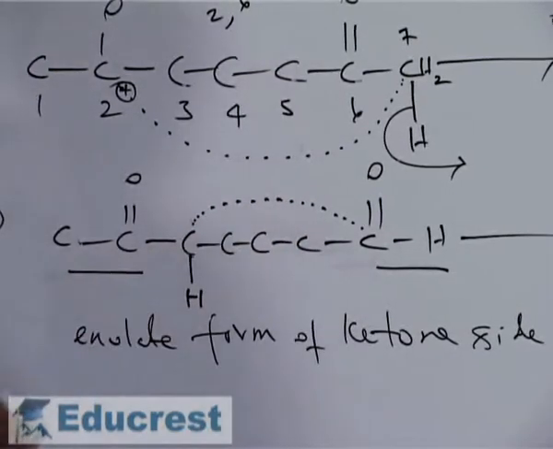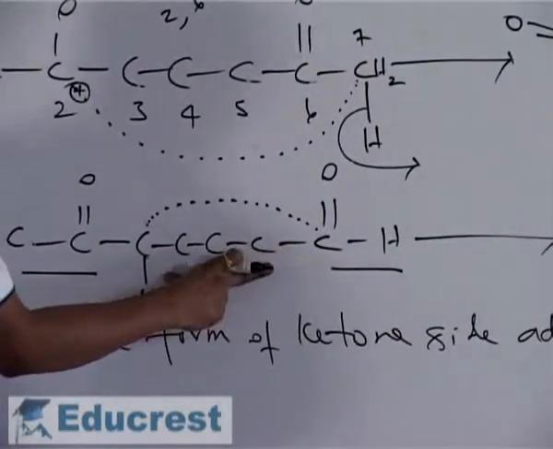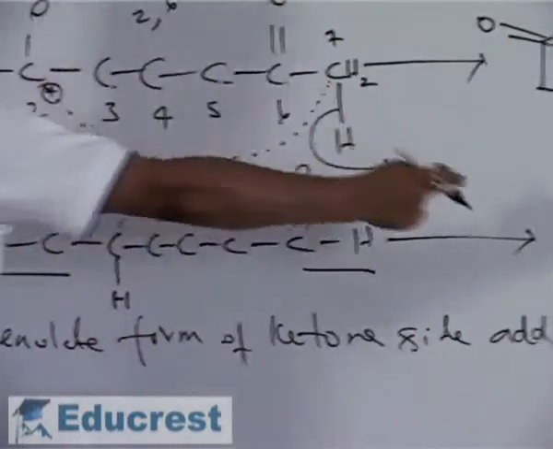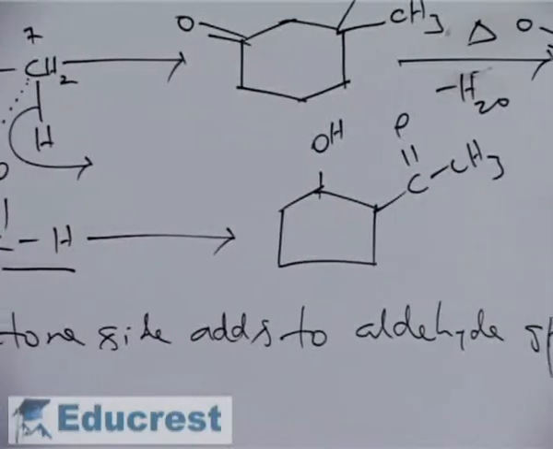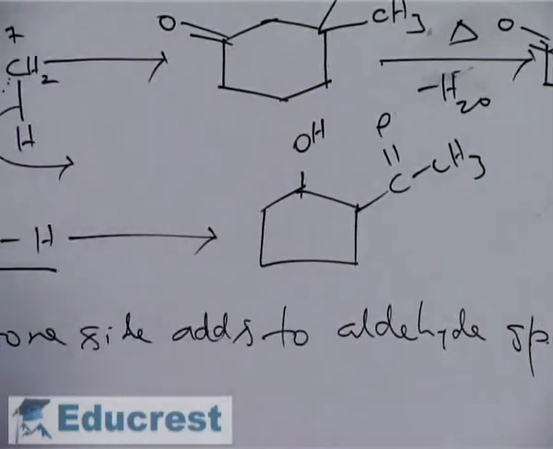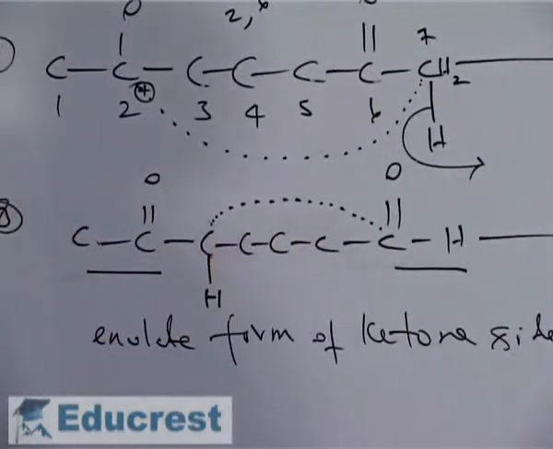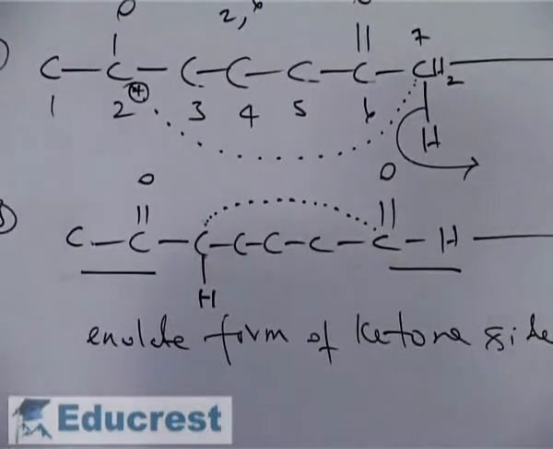So total number of carbons now, this is 1, this is 2, this is 3, 4, 5. Total number of carbons is 5. So a 5 membered ring you will get, right? A 5 membered ring. So on rearrangement you will get that product, right? So in case of ketones and aldehydes, the ketonic part participates in the condensation reaction.